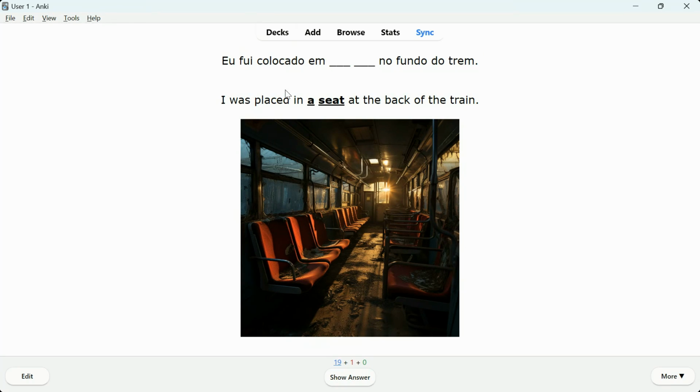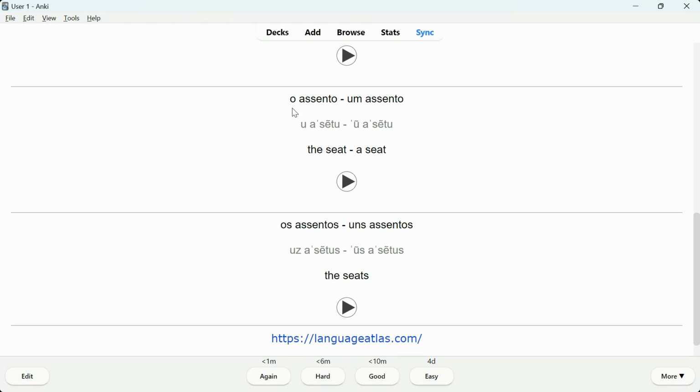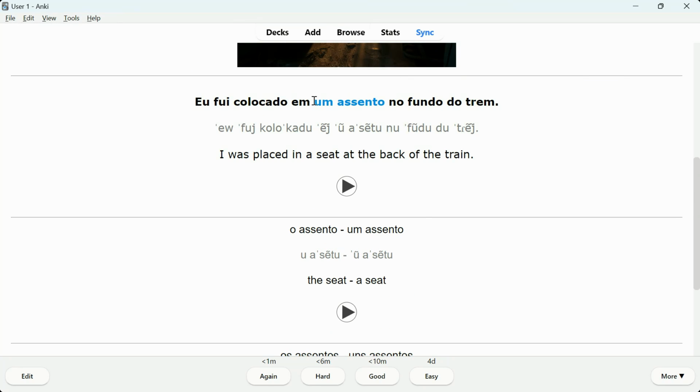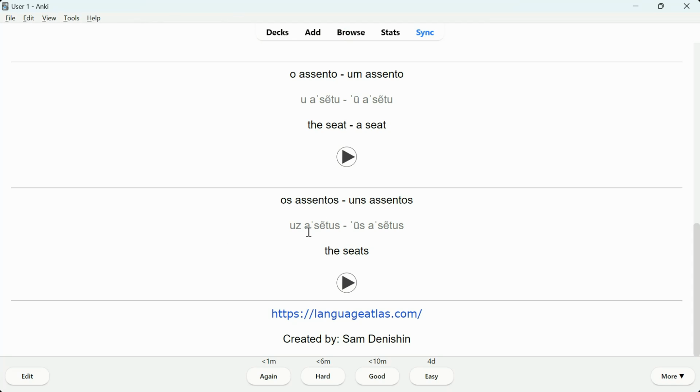Portuguese sentence, blank area, English translation. We have to know a seat in Portuguese. Eu fui colocado em assento no fundo do trem. O assento, assento. Os assentos, uns assentos. So we see the same setup. We have the sentence area, which is the first area. We have the singular area, which is the second one. And we have the plural area, which is the third one. And over here you see the English translation.